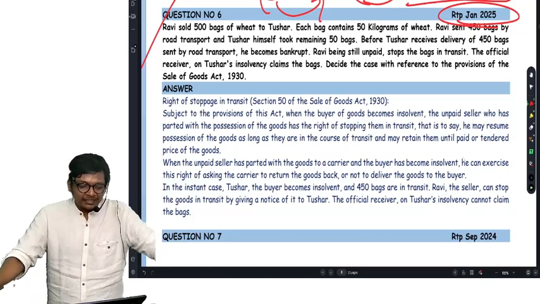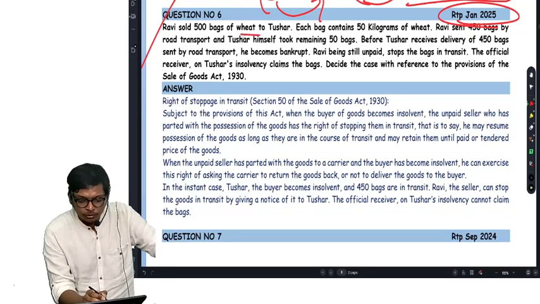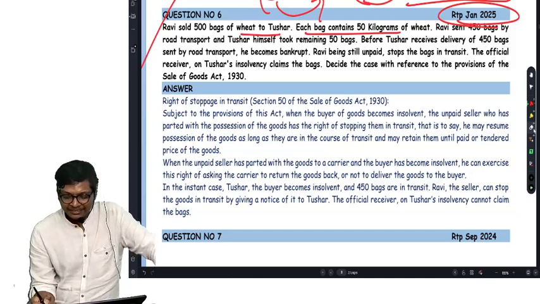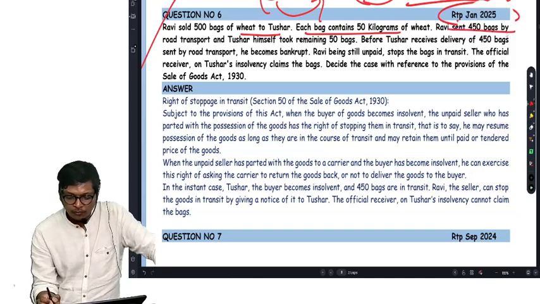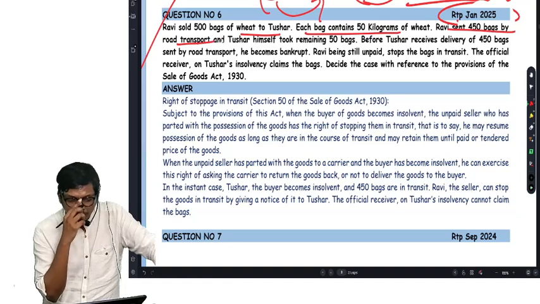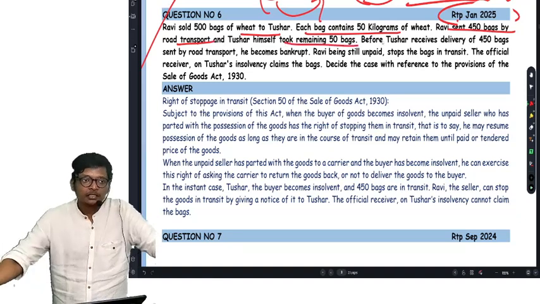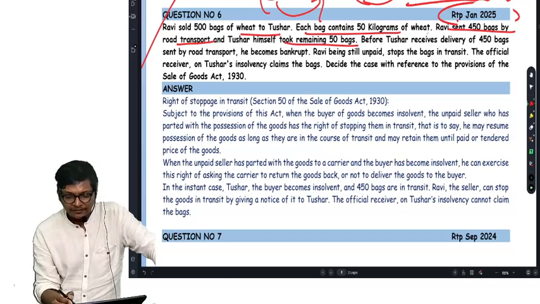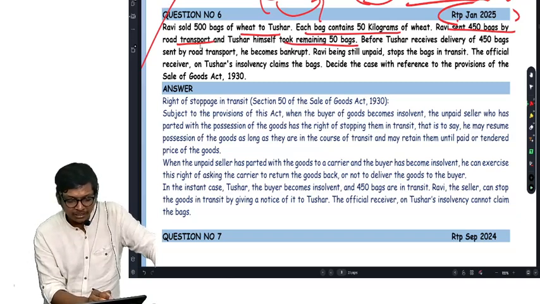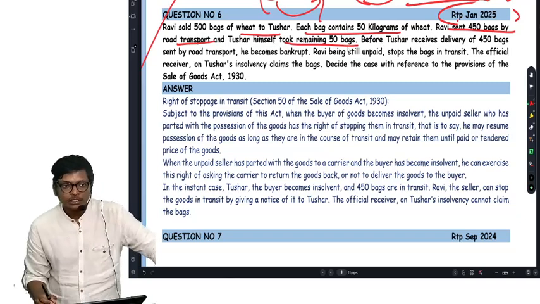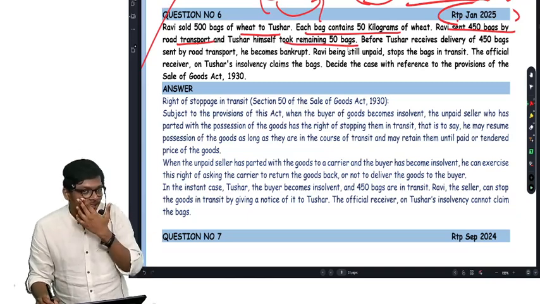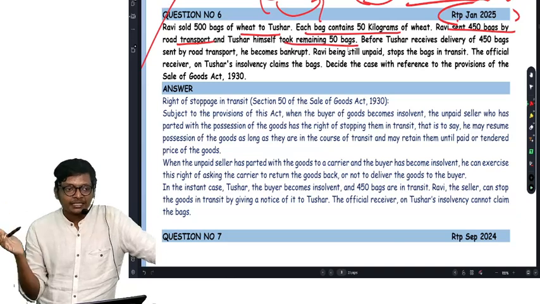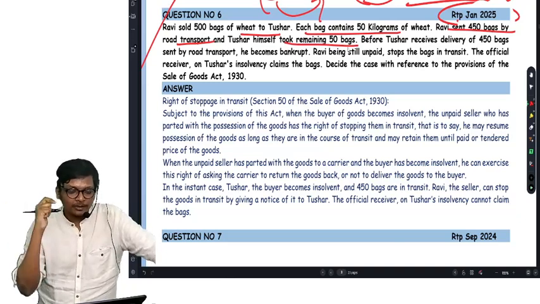Question 6. Ravi sold 500 bags of wheat to Tushar, each bag containing 50 grams of wheat. Ravi sent 450 bags by road transport and Tushar himself took the remaining 50. So delivery for 450 came in delivery, 50 I went and collected myself. It's like I ordered 10 biryanis, 9 got delivered, 1 I went and collected myself.